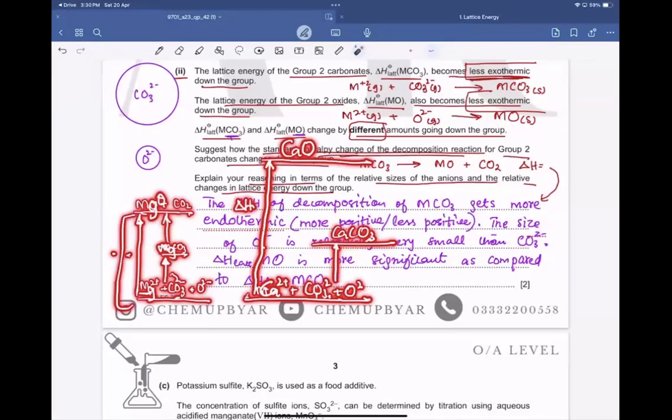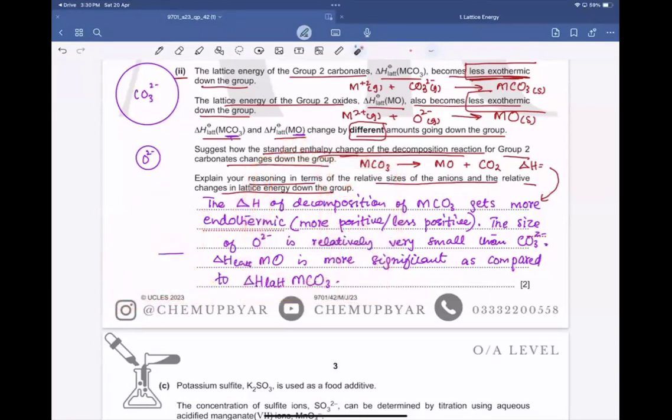See, this change and this change, the change is very big. If you look at this change and this change, it is very small. So see what happens to the magnitude of decomposition of calcium carbonate as compared to magnesium carbonate. It becomes more endothermic, right? Here it's the smaller change and here it gets the bigger change. And why? Because of the smaller size of the oxide ion, the enthalpy change or the lattice energy of oxides changes by a bigger value as compared to the enthalpy change or lattice energy change in the carbonates. Is this understandable to all of you?